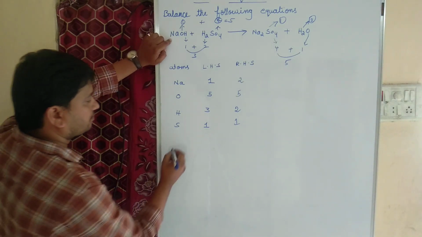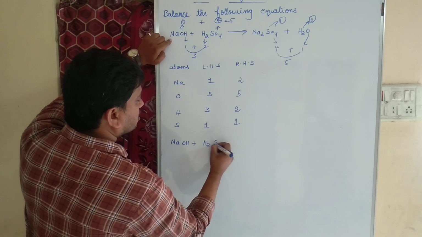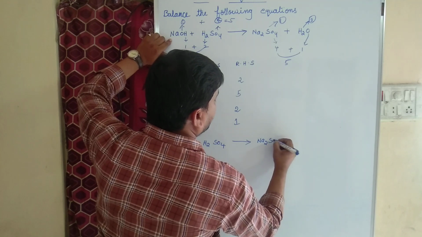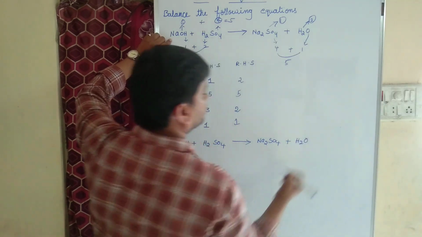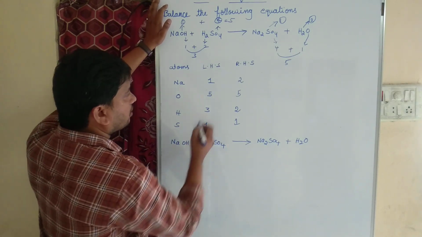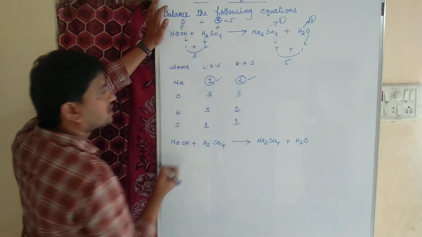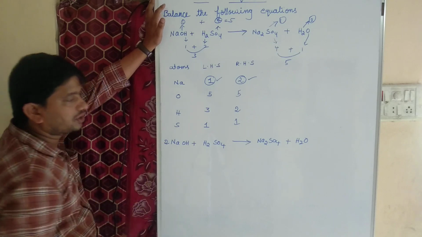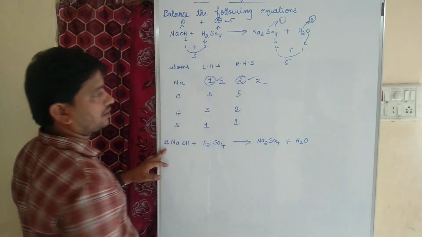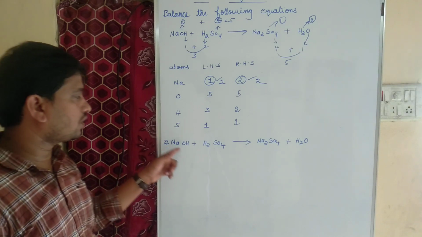Okay, let us write once again the given equation. NaOH, sodium hydroxide plus H2SO4, sulfuric acid gives rise to sodium sulfate Na2SO4 plus H2O. Right? So coming to sodium, on RHS we have 2 atoms of sodium, but on LHS we have only 1. So that is the reason, let me add here 2. Now 2 sodium atoms here also 2 sodium atoms. But it affected both hydrogen and as well as oxygen.